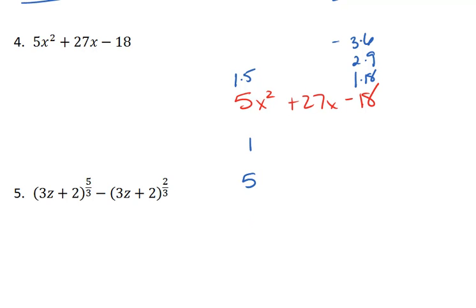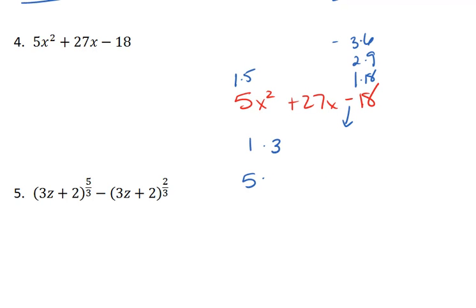Let's try 3 and 6 first. We do 1 times 3. I'll flip this just to show you. 1 times 6, 5 times 3. You get 6 and 15. And these numbers need to subtract to give us 27. But they don't. So let's flip them.